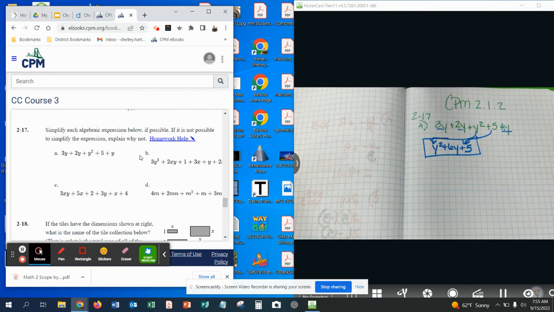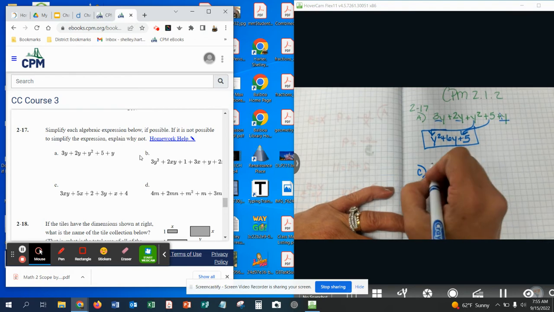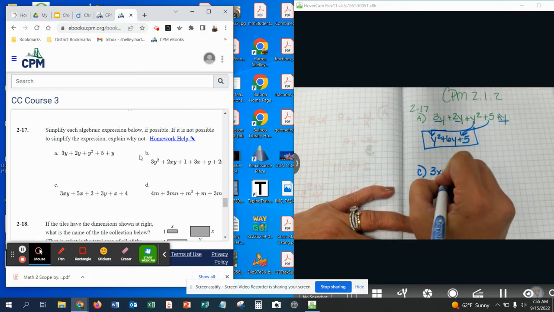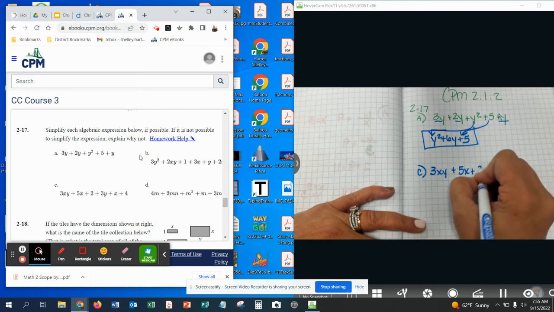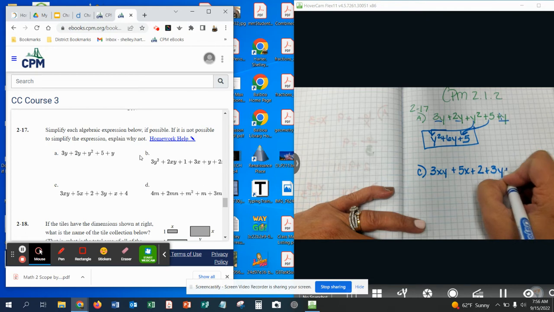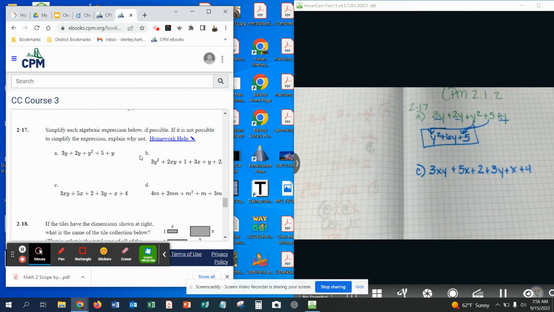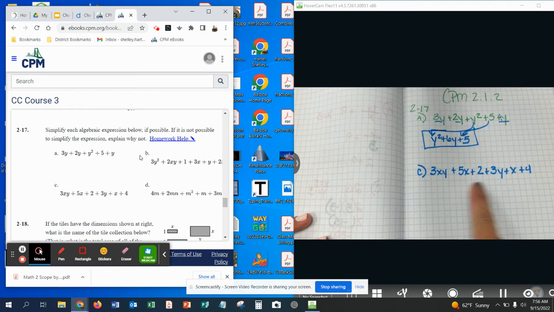All right, let's do C. Same thing, rewrite it. Make sure that you rewrite it correctly. I always mess this up because I go too fast. Plus x plus 4. Great. Now we need to search for like terms. All right, so we've got a 3xy. Do we have any other 3xy's anywhere? No. So I'm going to leave it for right now because I want to place it.